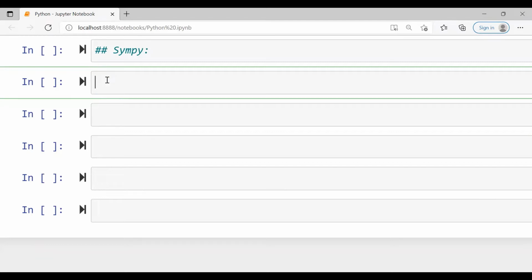And to import all the functions, we have to use the keyword from sympy import *. That is, we are importing everything from this library. Right? Execute, shift enter.